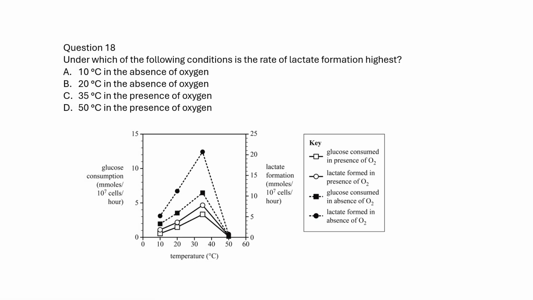The keywords are the lactate formation rate, not the lactate peak. This graph is lactate formation versus temperature. So, the rate is the slope of this line. The highest rate is the highest slope. The slope of lactate formation in the absence of oxygen is faster than in the presence of oxygen. At 20 degrees Celsius, the slope attains the highest.